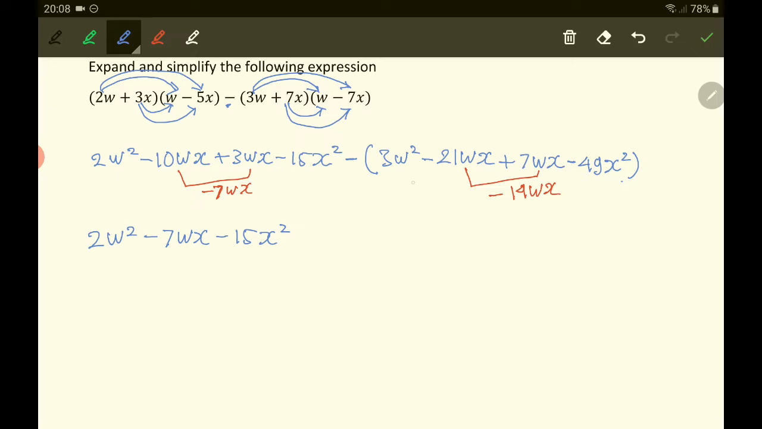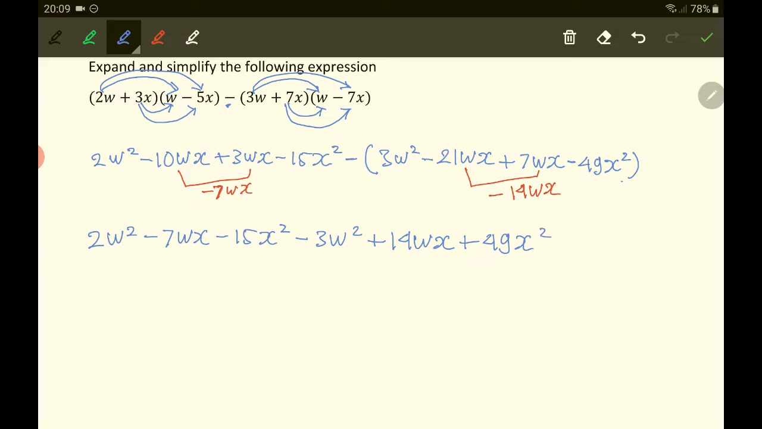Now it's time for us to open the bracket. It means you multiply all the terms inside the bracket with minus 1, so you get minus 3w squared, then minus 14wx becomes plus 14wx, and minus 49x squared becomes plus 49x squared.